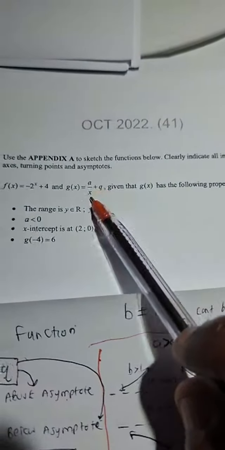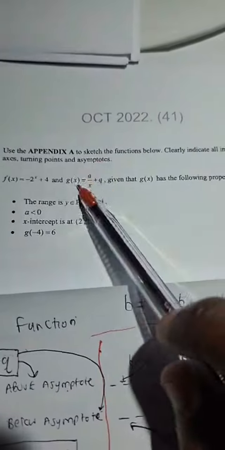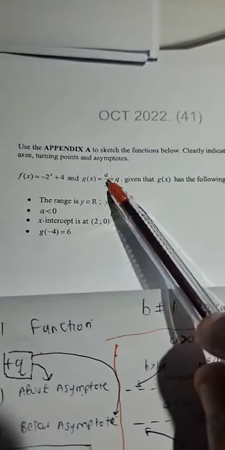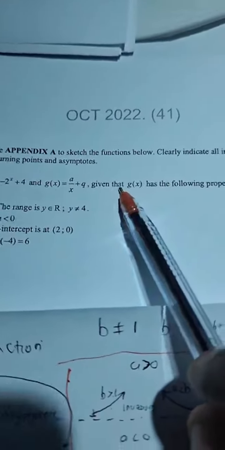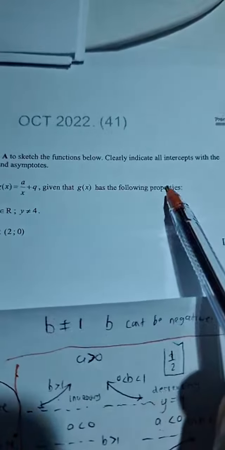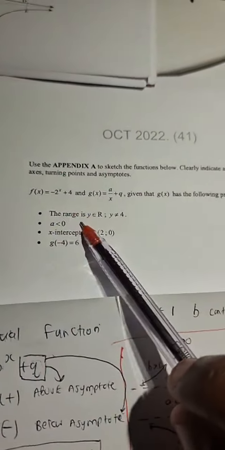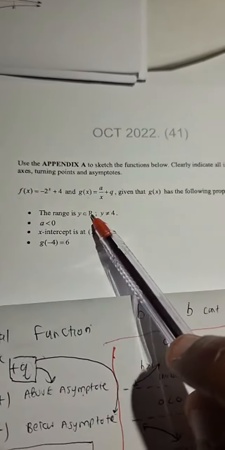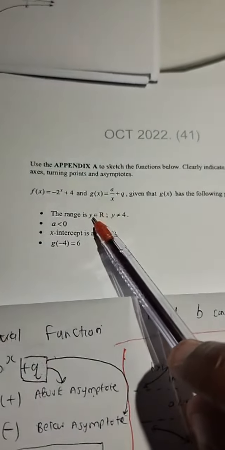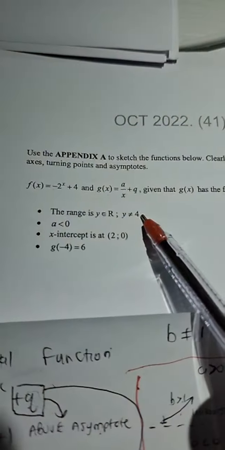Where a over x plus 2 is the form of the hyperbola function, we are given that g of x has the following properties. Now these are the properties. We are told that the range is y is an element of R, where y cannot be 4.